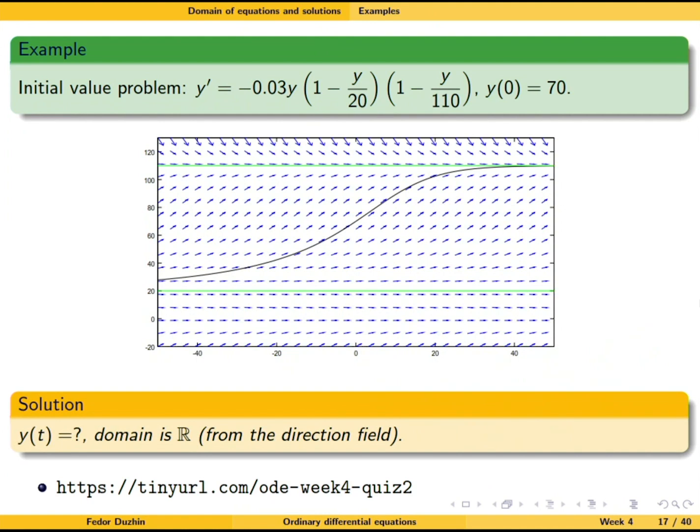Okay, and now there is a little quiz on the domain.